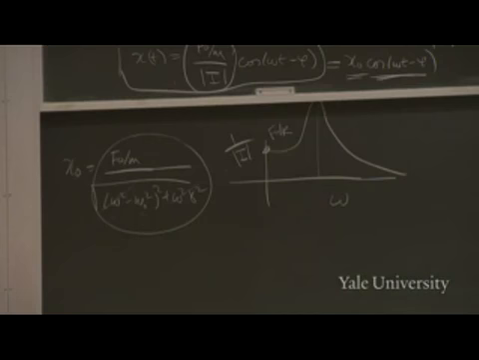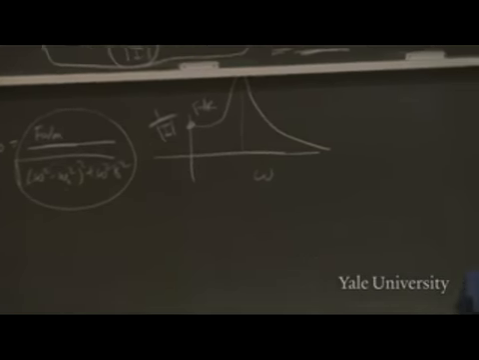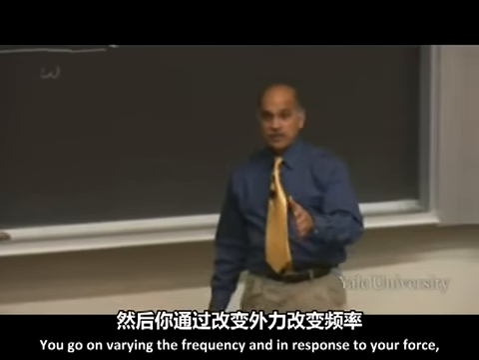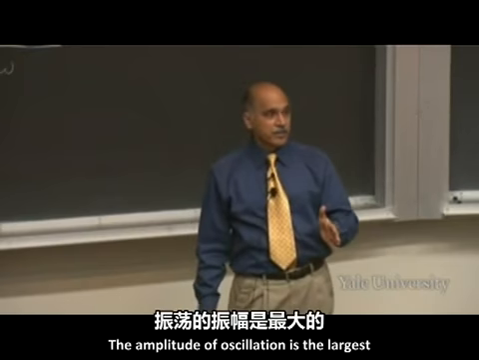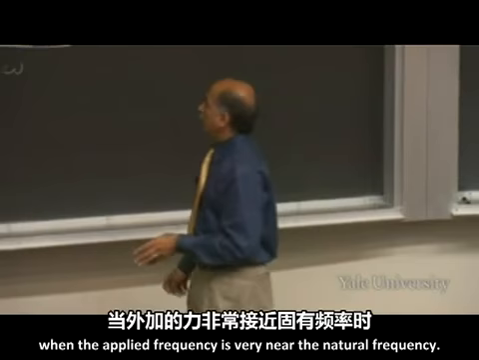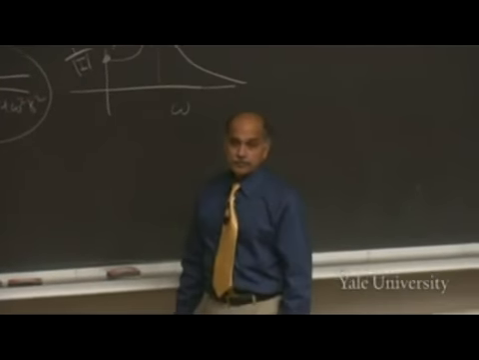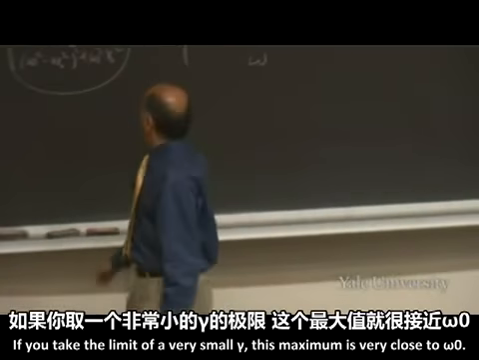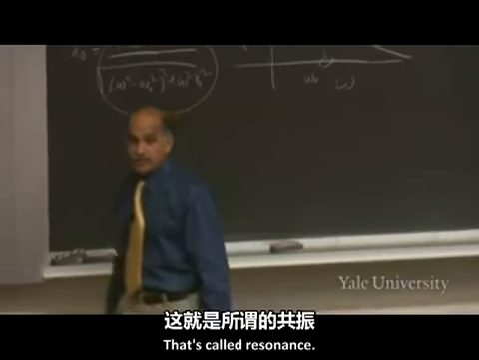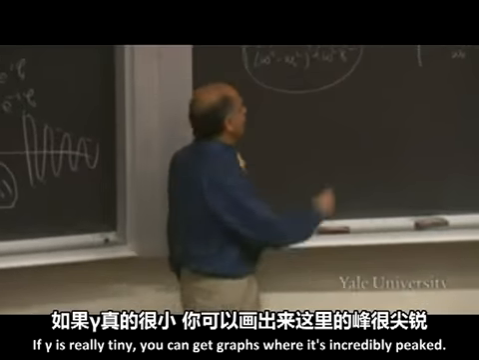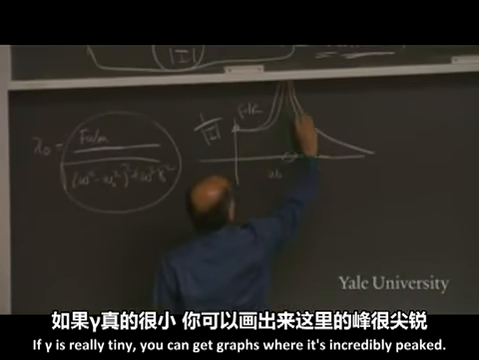Resonance is the following. You are applying a force, f naught cos omega t. You go on varying the frequency, and in response to your force, the system oscillates. The amplitude of oscillation is the largest when the applied frequency is very near the natural frequency. If you take the limit of very small gamma, this maximum is very close to omega naught. That's called resonance. If gamma is really tiny, you can get graphs where it's incredibly peaked.